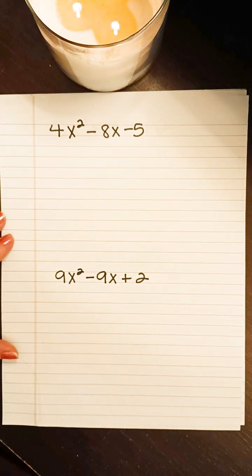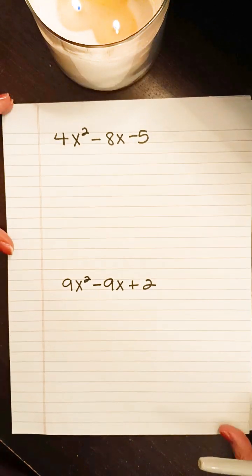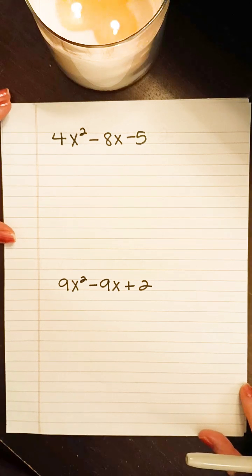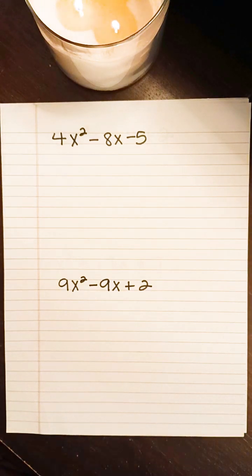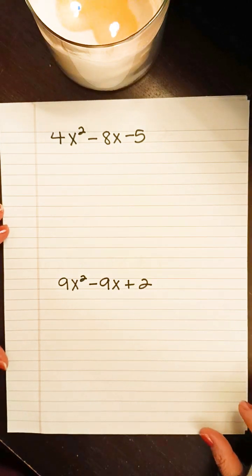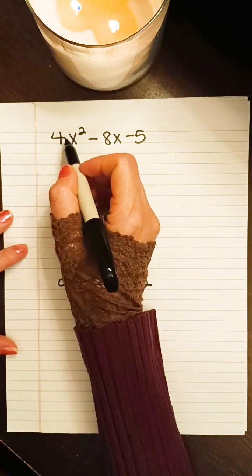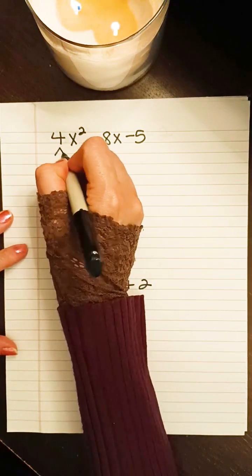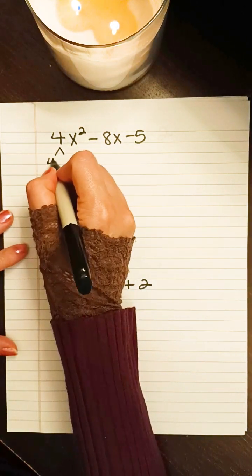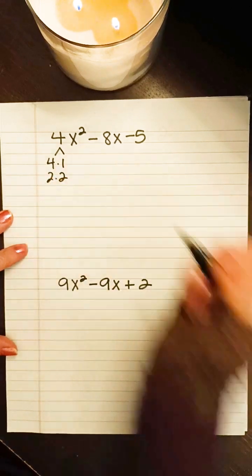Everyone, in this video I'm going to show you how to factor quadratic trinomials using trial and error. So let's just jump right into it. The first thing I do is write factors of my A term, the coefficient of the first term. What numbers multiply to be 4? 4 times 1, and 2 times 2.